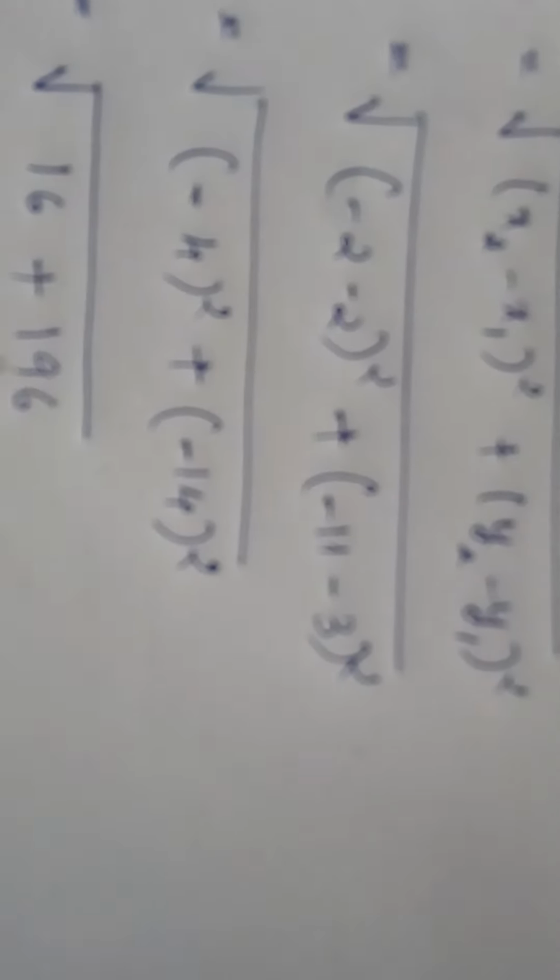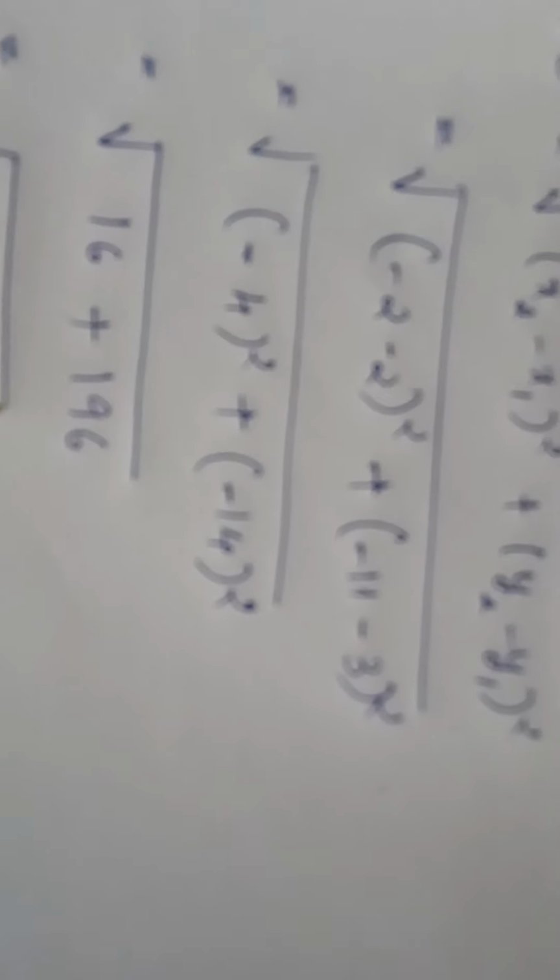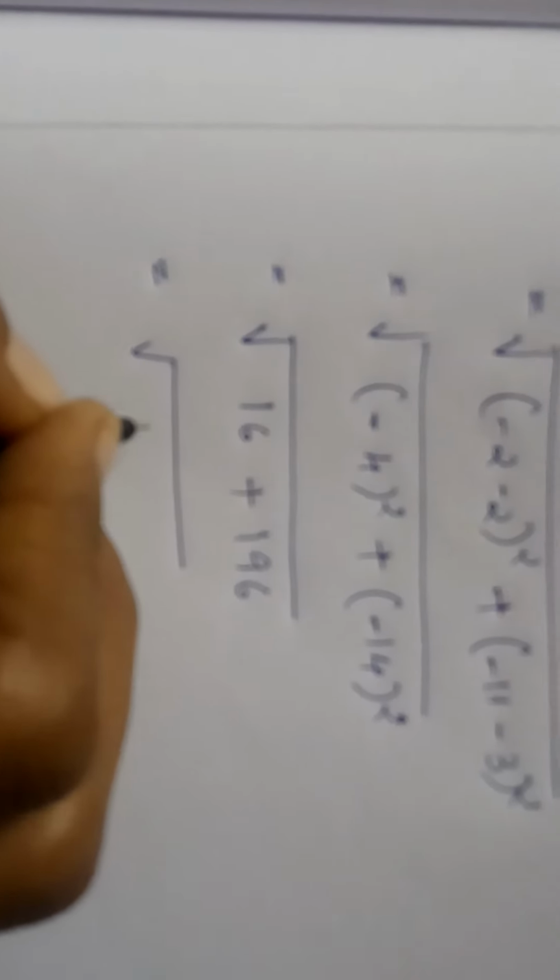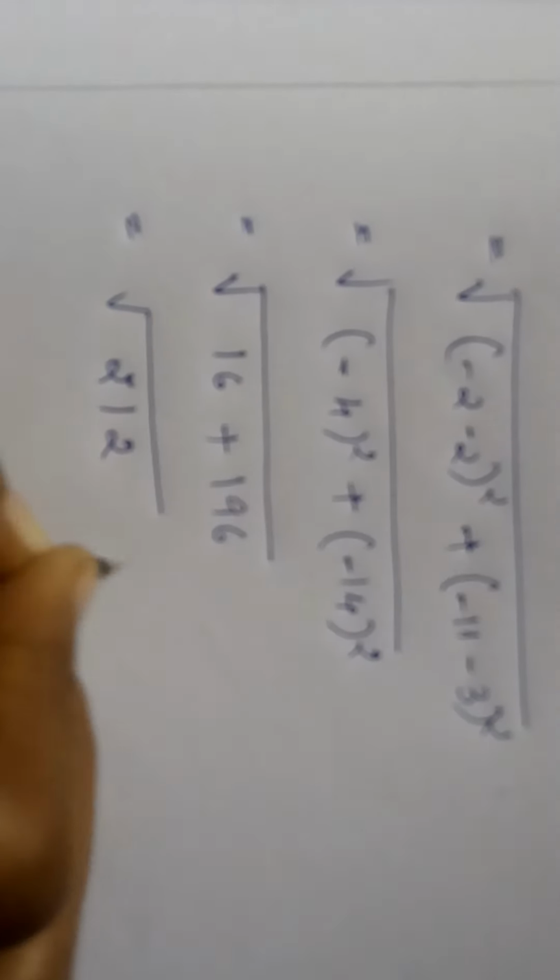We know that minus 4 whole square can be written as minus 4 into minus 4, that is plus 16. Minus 14 whole square can be written as minus 14 into minus 14, that is plus 196. That is 16 plus 196, which is equal to 212 units.